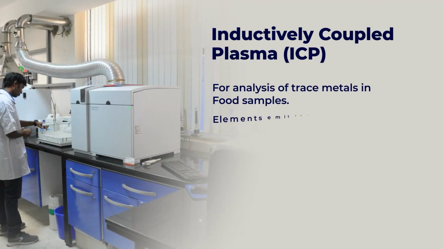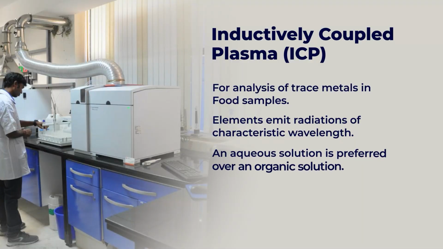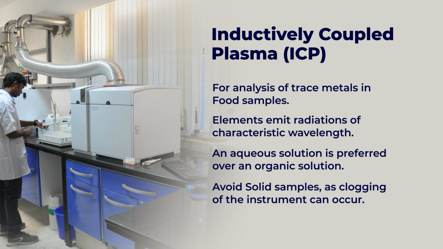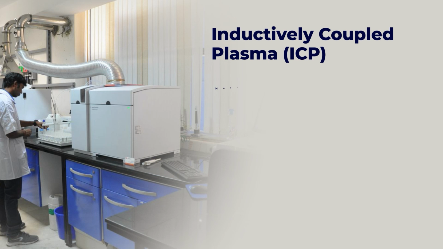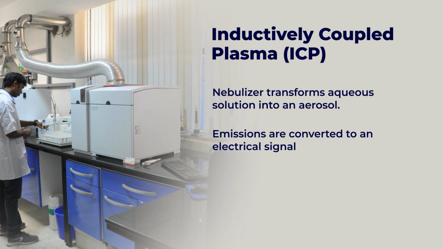the atomic absorption spectrometer. Elements emit radiations of characteristic wavelength after they are subjected to the inductively coupled plasma. An aqueous solution is preferred over an organic solution, and solid samples are avoided because they can clog the instrument. The nebulizer transforms the aqueous solution into an aerosol. So the sample is converted into aerosol by a very high pressure jet nebulizer. The emissions are converted to an electrical signal. They measure the signal quantitatively.